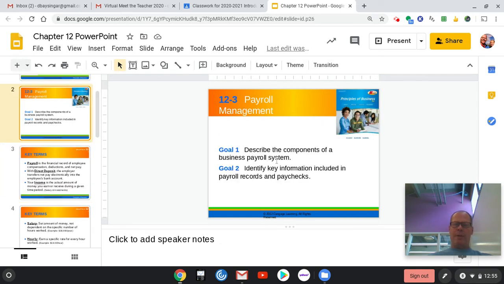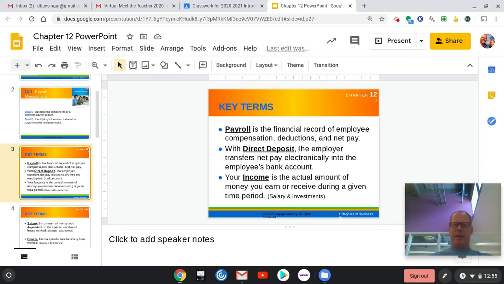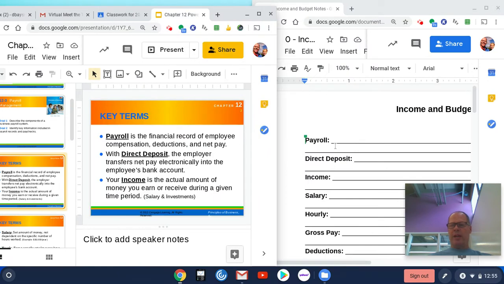Here, more detail about payroll. Well, we're going to describe the components. I've already been doing that. Identify key information about the payroll. We've talked about these three terms. So now you have payroll, direct deposit, and income here. Those terms you need to put over here.